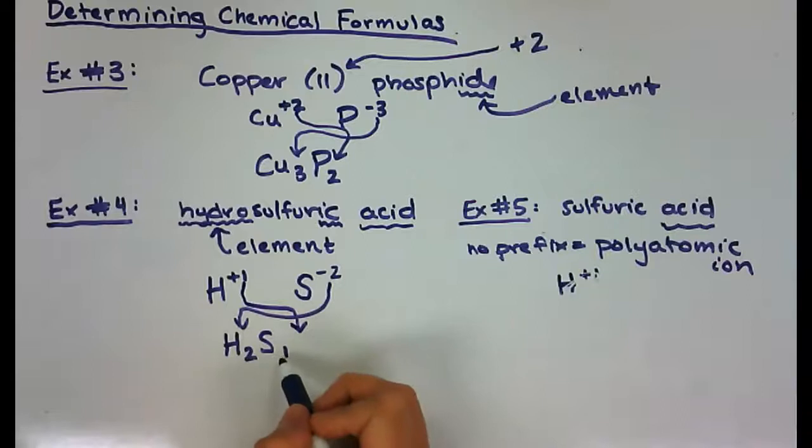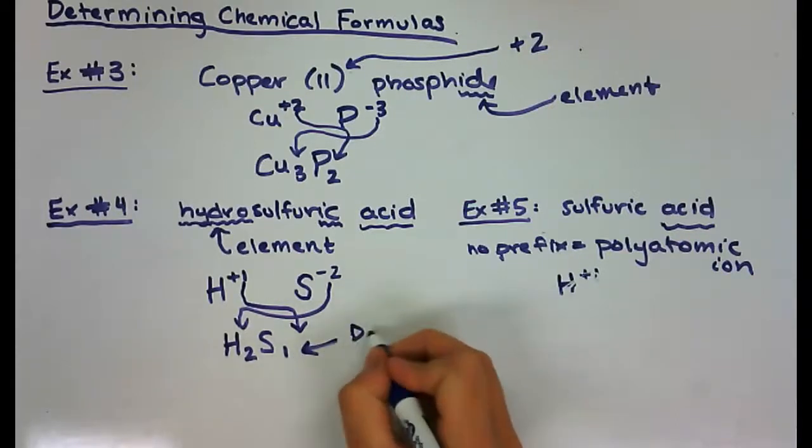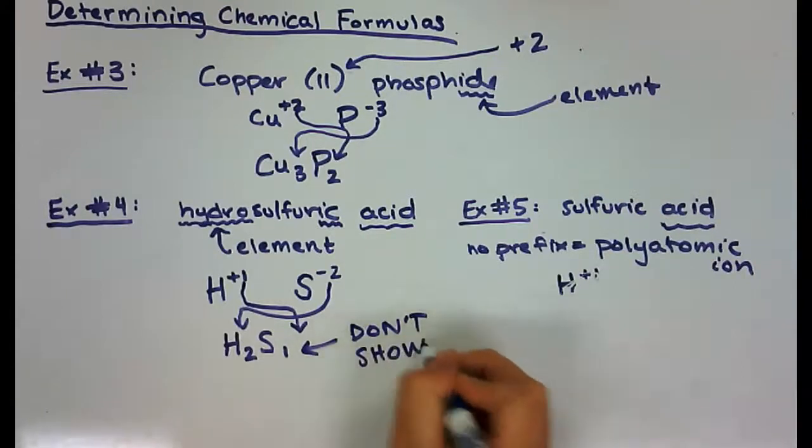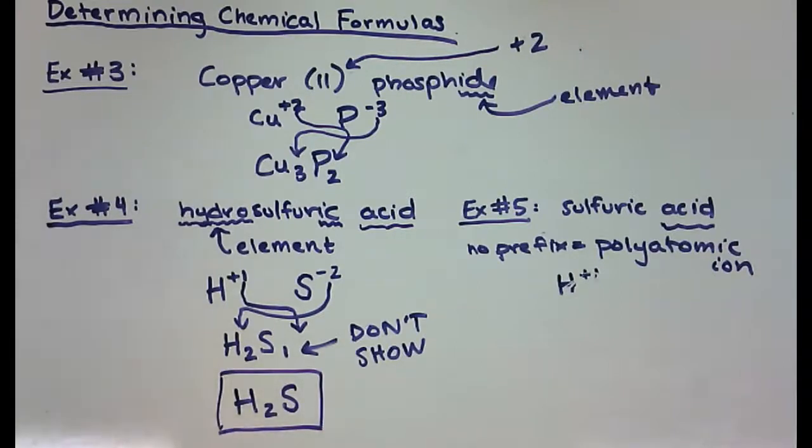But when we have a chemical formula, we don't show a 1. We don't show this 1, because it is implied that it's there. So instead of writing H2S1, we're just going to write our formula as H2S. And if there's no subscript, it is assumed that there is only 1 of that element. So this would be our correct chemical formula.